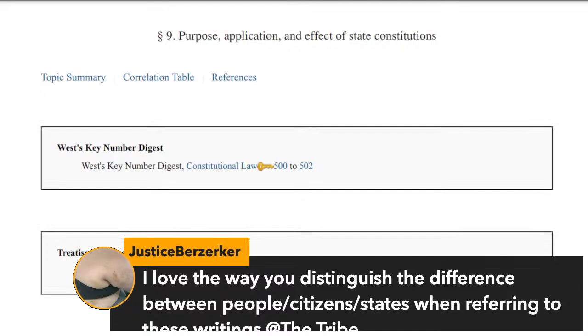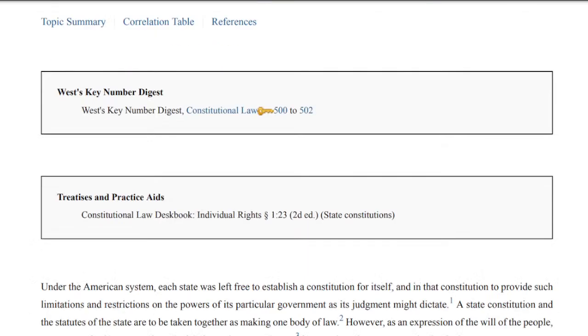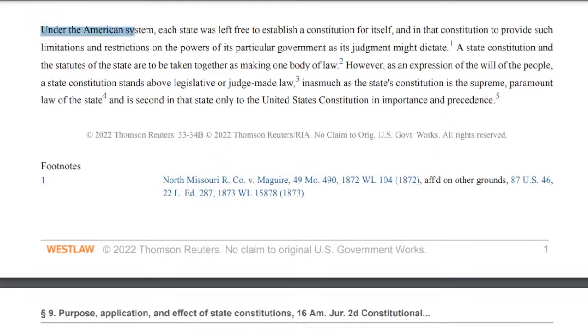Okay, now we're getting to the purpose, the application, and effect of state constitutions. So now this is going to be state constitutions. Under the American system, each state was left free to establish a constitution for itself, and in that constitution to provide such limitations and restrictions on the powers of its particular government as its judgment might dictate.